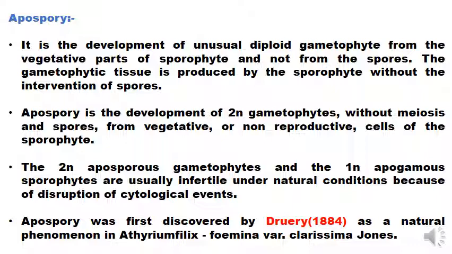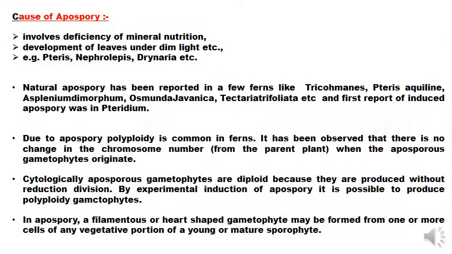This phenomenon was discovered by Farlow in Pteris, which is a pteridophyte. Then various causes have been proposed for the origin of Apospory. There are several theories or several factors that have contributed, such as deficiency of mineral nutrition, such as the development of the leaves under dim light, like Apogamy, where we had studied that light and temperature also influences the formation of Apogamy.